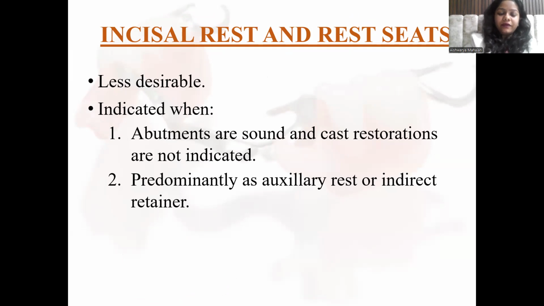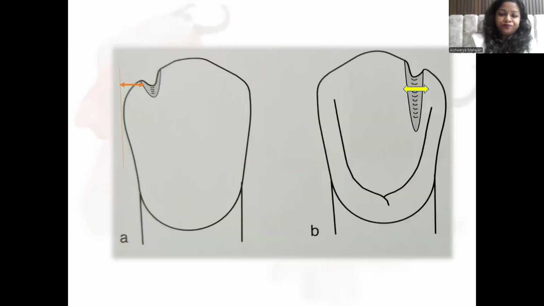These are the least desirable ones because aesthetics is also compromised and the teeth are also not that sound to provide that much retention in the anterior region, especially in the mandible. So these are only indicated when the abutments are sound and cast restorations are not indicated, and predominantly as an auxiliary rest or an indirect retainer.